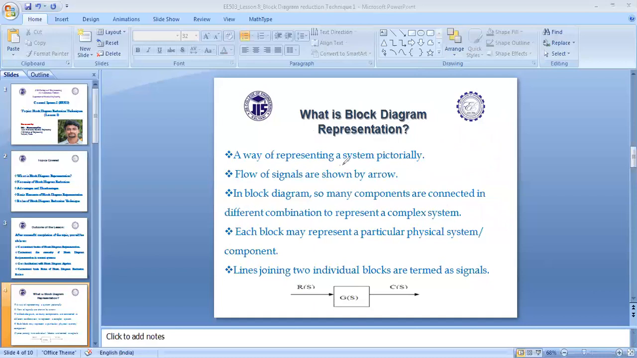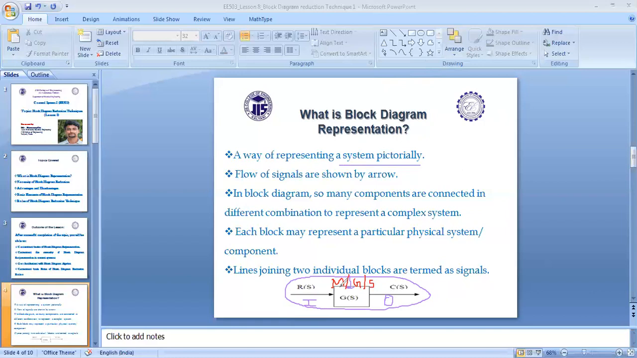Block diagram representation is a pictorial representation of any system. See, this is a block diagram of a simple system which comprises one block, one input, and one output. Suppose this is a motor. Any motor, or suppose this is a generator or a sensor.